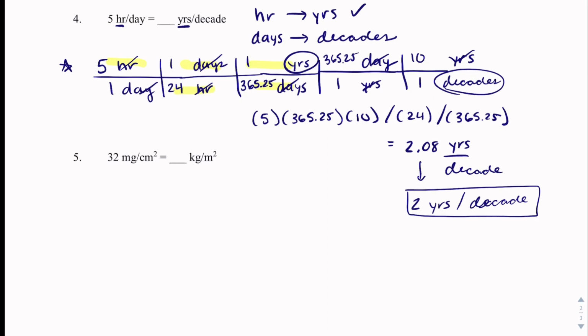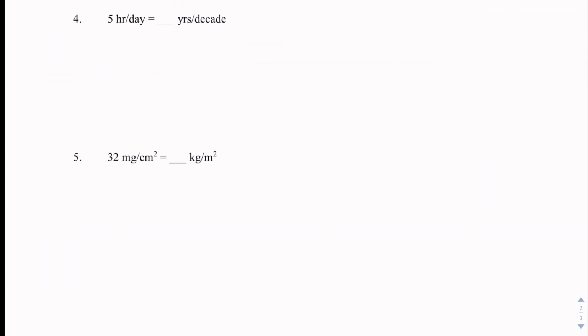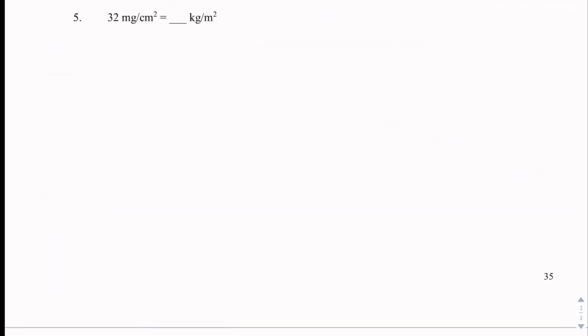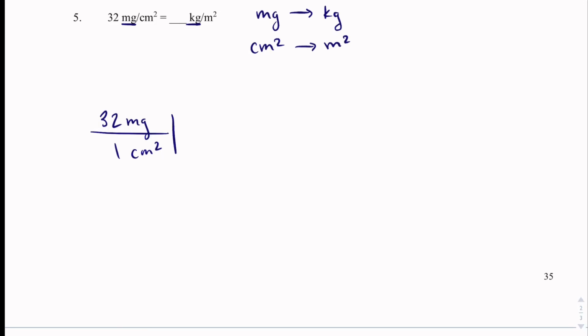Okay, now this last one is definitely the hardest one of these set of notes. And here we've got 32 milligrams for every 1 centimeter squared. And we're going to convert from milligrams to kilograms. That should not be bad. And then we're going to convert centimeters squared to meters squared. Okay, so when we do sig figs here, just as a reminder, I know I've already said it, we're going to do based off the 32, not the 1. So we want 2 in our final answer.